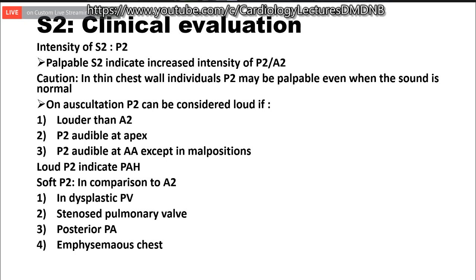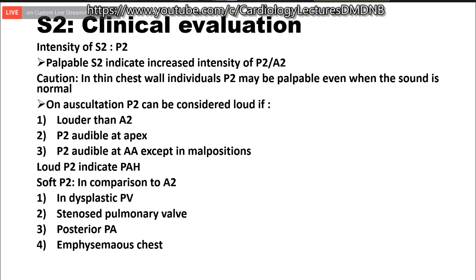Tetralogy of Fallot. Noonan syndrome. Yes, you are right. Noonan syndrome. In Noonan syndrome, there can be dysplastic pulmonary valve. There can be associated pulmonary stenosis, but the valve is dysplastic, and then the P2 is extremely feeble. Stenosed pulmonary valve. In stenosed pulmonary valve also, P2 is feeble.